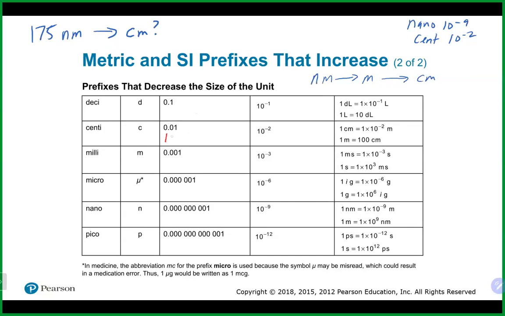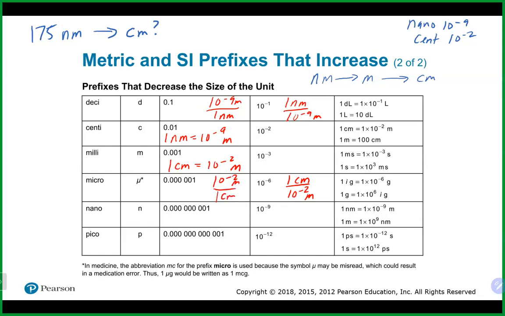In 1 nanometer, there is 10 to the minus 9 meters, which will give us our two conversion factors of 1 nanometer over 10 to the minus 9 meters, or 10 to the minus 9 meters over 1 nanometer. We also have 1 centimeter is 10 to the minus 2 meters. So again, that is the proper way to put those two numbers, giving us our two conversion factors, which is 1 centimeter over 10 to the minus 2 meters, or 10 to the minus 2 meters over 1 centimeter.